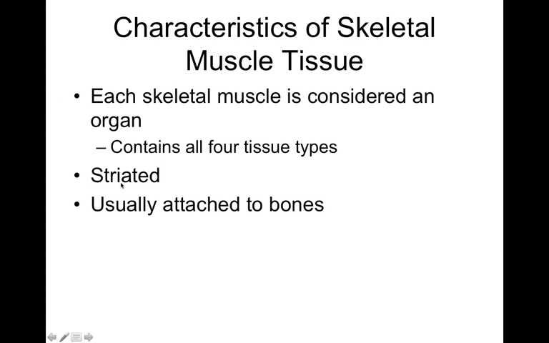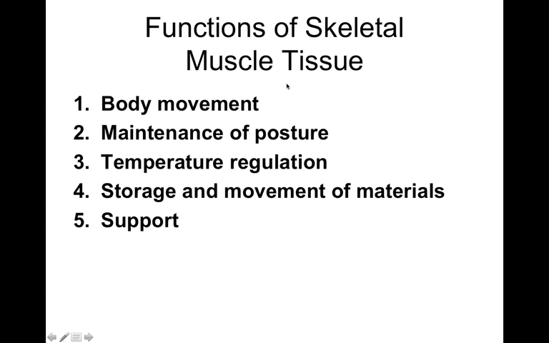Skeletal muscle is striated, so it has a striped pattern appearance, and it's usually attached to bones. In terms of the general functions of skeletal muscle tissue, it's involved in moving your body around. That makes sense, right? If it's attached to bones, it's going to move your body in different ways. It helps maintain posture. It's also involved with temperature regulation. So if you're cold, you'll shiver, and by shivering, you can raise your body temperature back up.